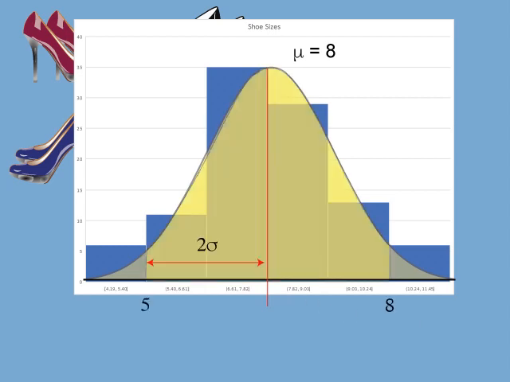The area under the normal distribution that is 2 standard deviations from the mean accounts for 95% of the data. The remaining percentage, 5%, is split across the two ends of the normal distribution. This means that the probability that a random woman has a shoe size smaller than 5 is 2.5%.